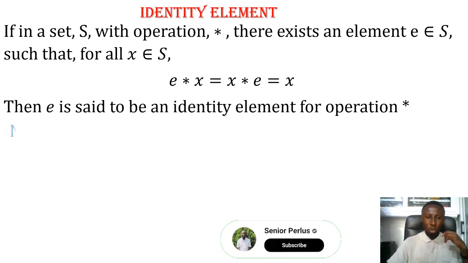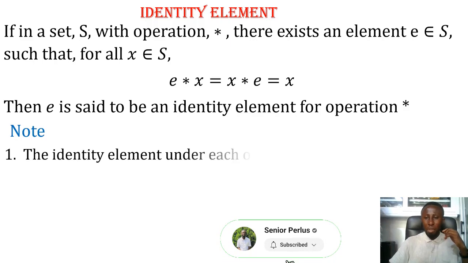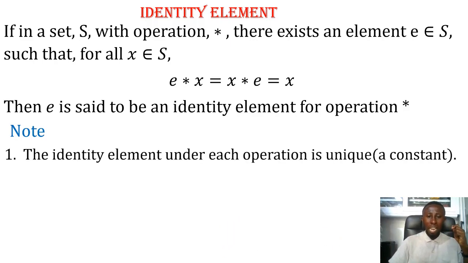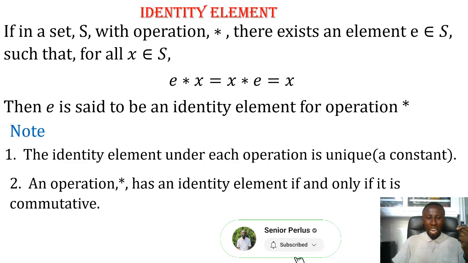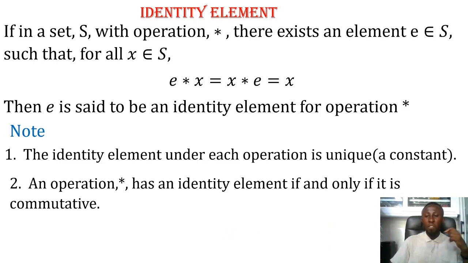So we should take note of this. The identity element is always unique. The identity element under each operation is unique, or a constant. Normally we get a constant number. Unique means one. An operation star has an identity element if and only if it's commutative. Commutative means a star b equals b star a. So here E star s is the same as s star E, because both give s. Therefore it's commutative.